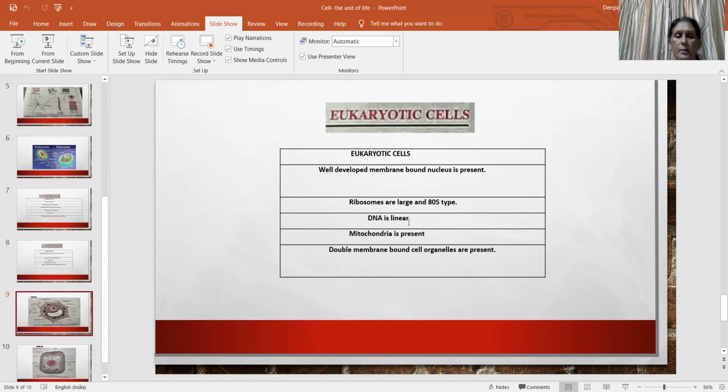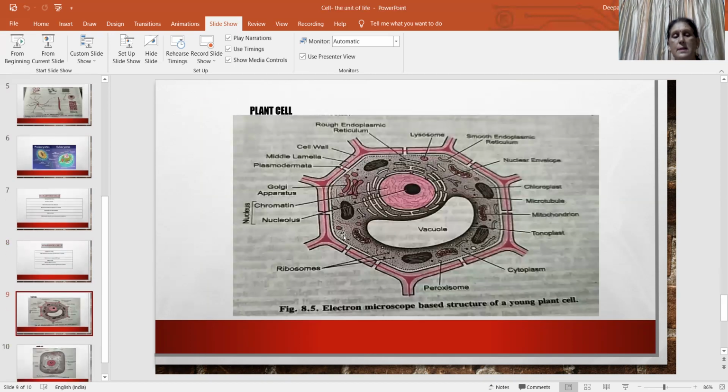Now in the next slide, we are going to show the plant cell. A plant cell is a eukaryotic cell because it is a highly developed cell. Here the central portion is called the nucleus. And here a large vacuole is present. The vacuole's function is to maintain osmoregulation and keep the cell rigid. Rigid means it is quite broad in shape due to the presence of the vacuole.